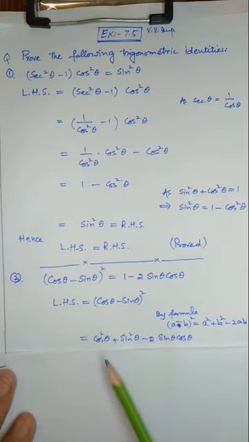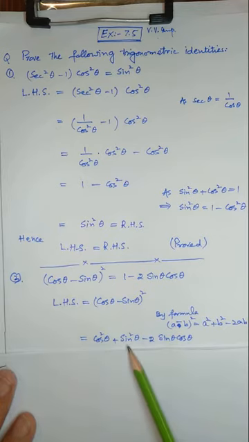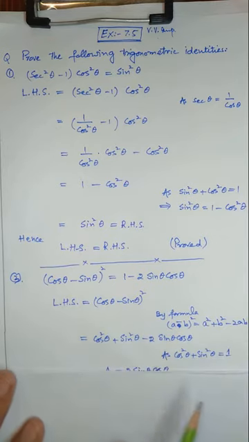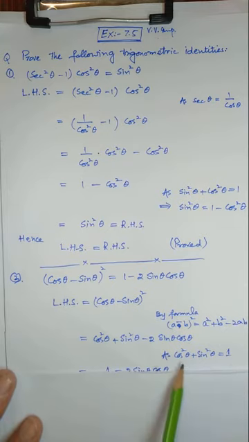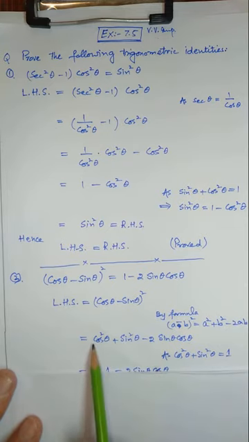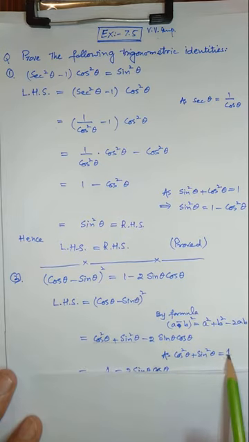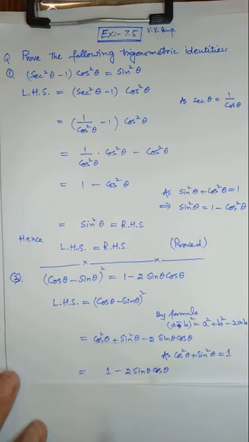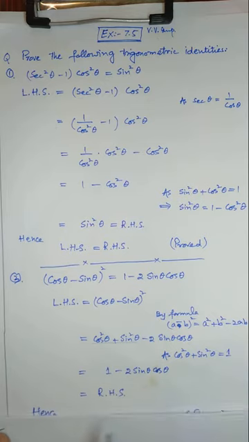As we know, cos square theta plus sine square theta is equal to 1. So putting the value of these two trigonometric ratios, it is equal to 1, and this is the right hand side. Hence left hand side is equal to right hand side.